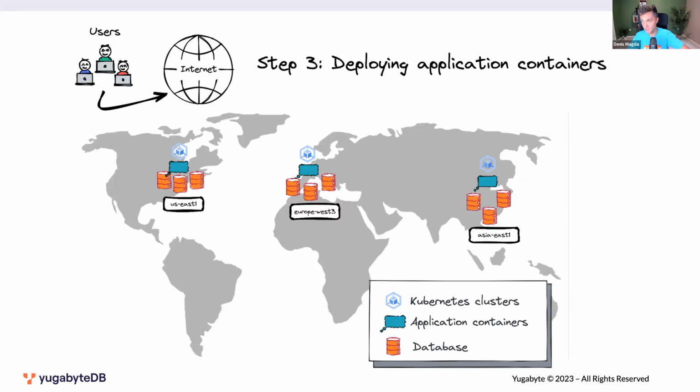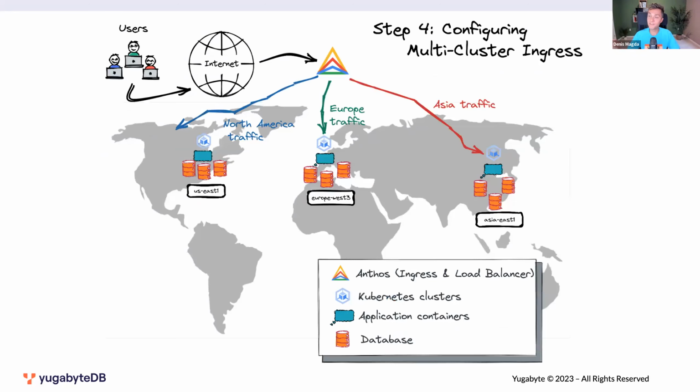Once you have your Kubernetes clusters ready, once you figured out your database deployment, now the time has come to deploy your application containers, your application instances. It's not surprising that you need to deploy application instances in all of the locations where you have your data and where you have your users, in your Kubernetes clusters. It's an easy step, right? And final step.